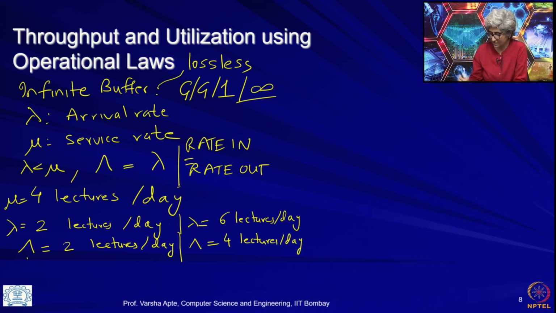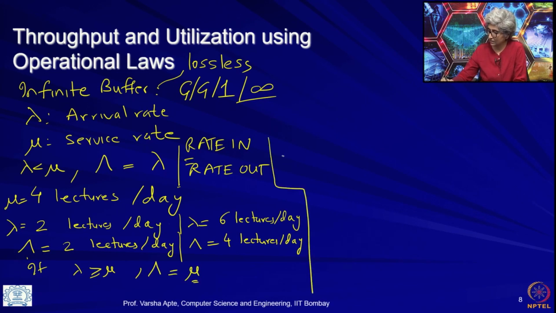So the rule here is, if lambda is greater than or equal to mu, anything more that comes, the throughput has to be equal to mu. In summary, throughput will be equal to the minimum of arrival rate and service rate. If the arrival rate is less than the service rate, it is lambda; if the arrival rate is greater than the service rate, it is mu. That means it is the minimum of lambda and mu.